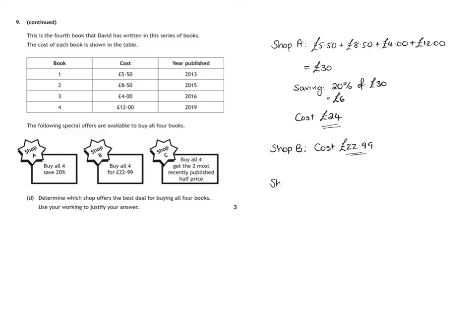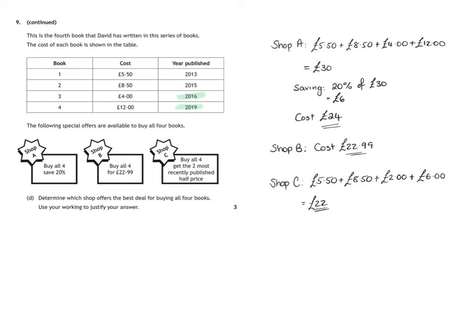And finally, so we've got shop C, which is saying if you buy all 4, the 2 most recent ones are published, which you're going to get half price. So that's these 2 at the bottom here are going to be half price. So our total is going to be, so you're still paying £5.50 for the first one, you're still paying £8.50 for the second one, but for the third one, instead of paying £4, you're just going to pay £2, and for the last one, instead of £12, you are going to pay £6. So that gives us the total of £22 exactly.